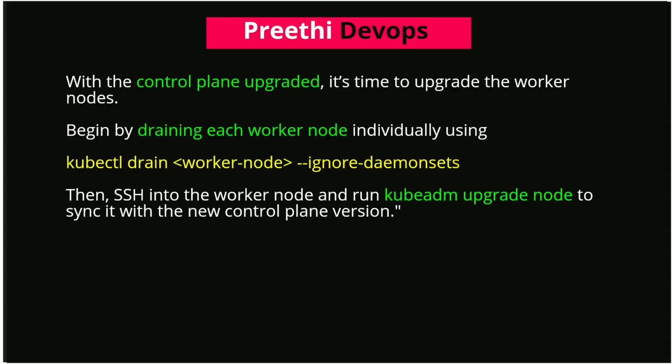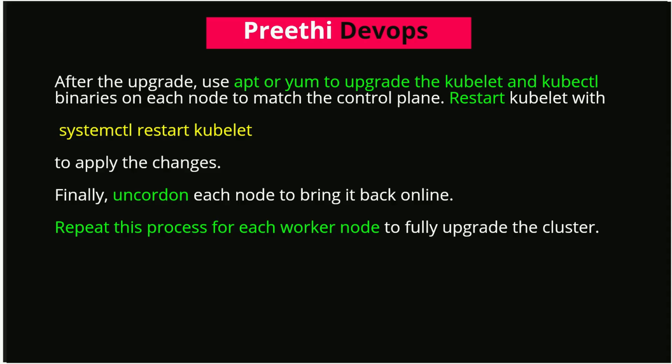With the control plane upgraded, it's time to upgrade the worker nodes. Begin by draining each worker node individually using kubectl drain <worker-node> --ignore-daemonsets. Then, SSH into the worker node and run kubeadm upgrade node to sync it with the new control plane version.